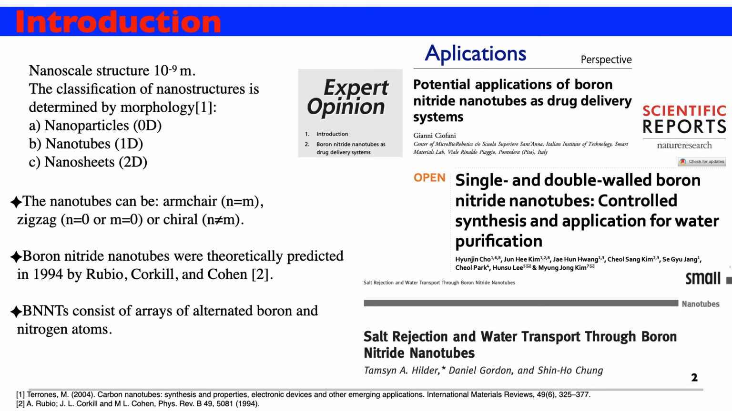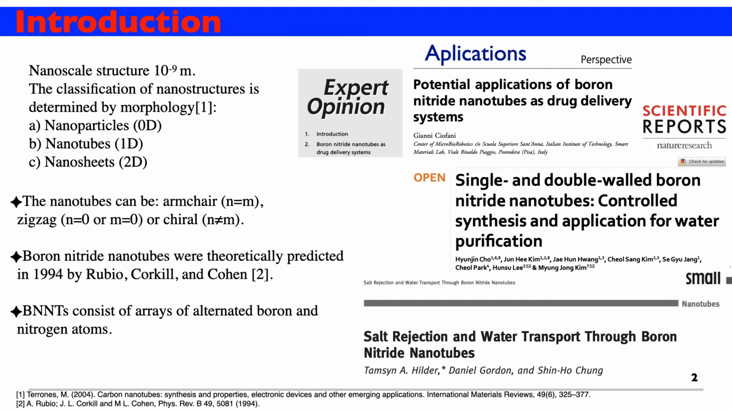To get back in context with the work, as I mentioned, we use nanostructures. A nanometric structure is of the order of 10 to the minus 9 meters, and nanostructures can be classified depending on their morphology, like nanoparticles, nanotubes, and nanosheets. In this work, we focus on nanotubes. Nanotubes are characterized by having a Hamada index. This can be zigzag, armchair, or chiral.